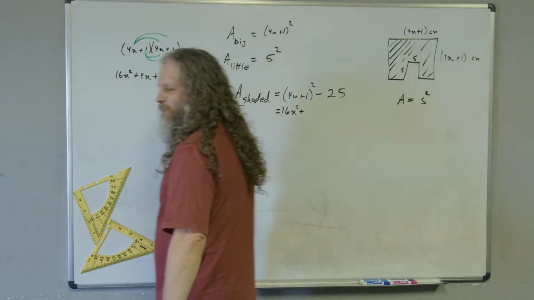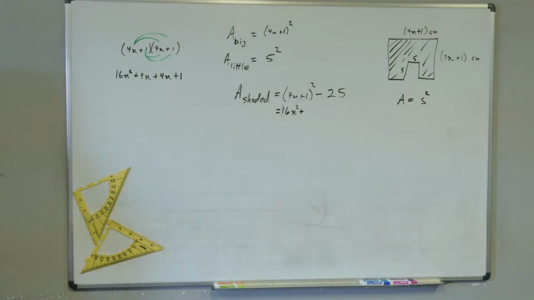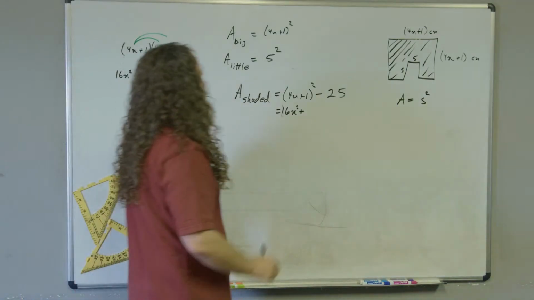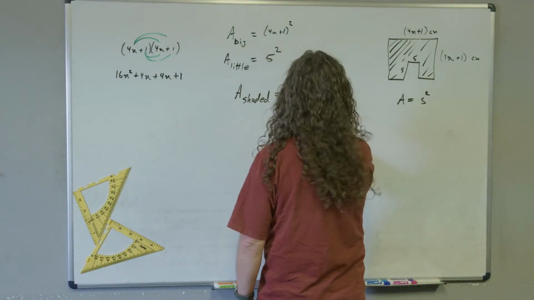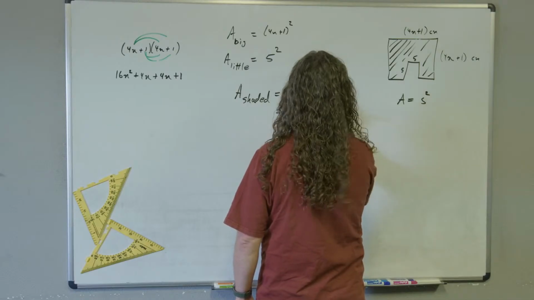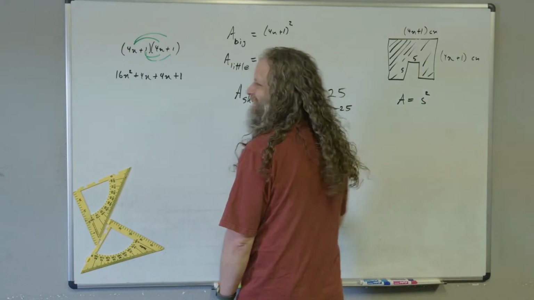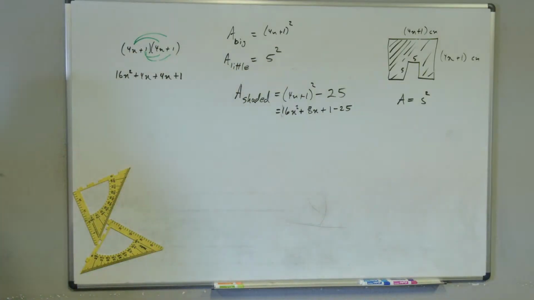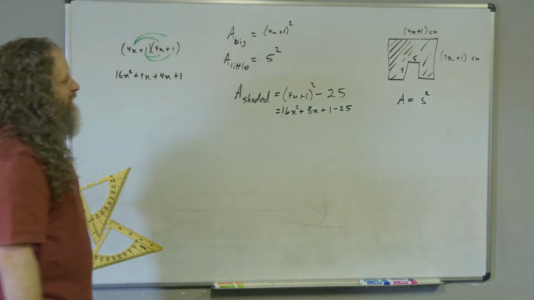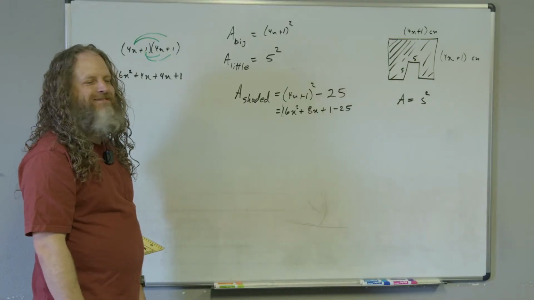What's 4n plus 4n? 8n. You did hear it. You just didn't recognize it as a joke. How is that a joke? It's okay. They're definitely not. What's 1 minus 25? Negative 24.